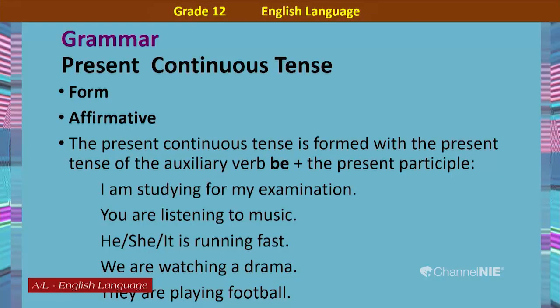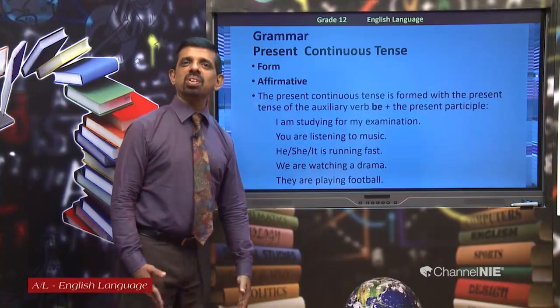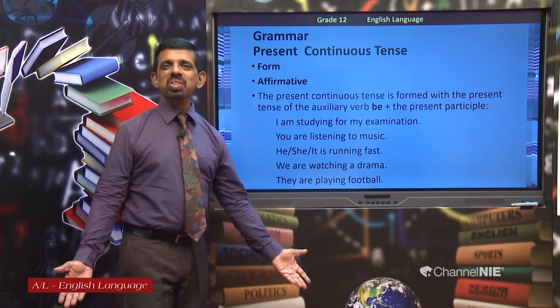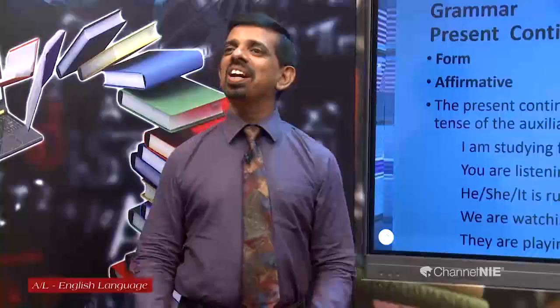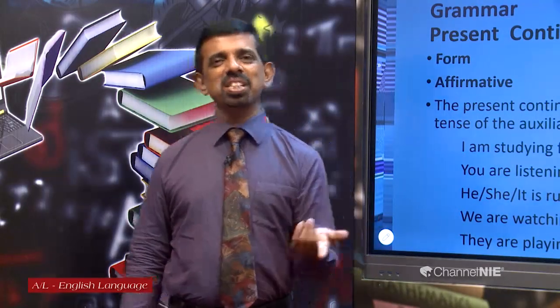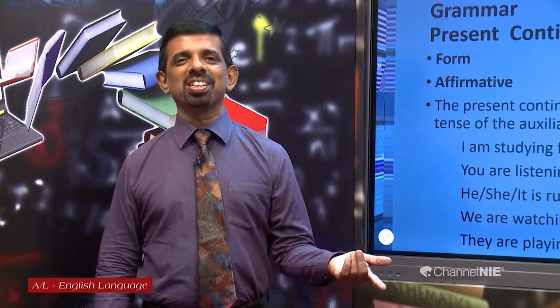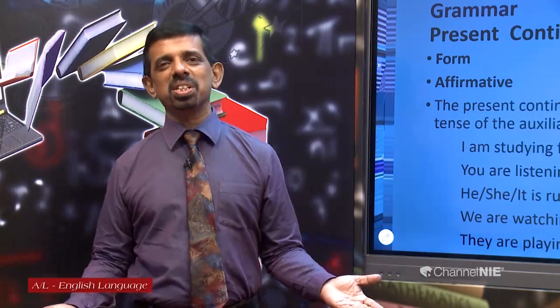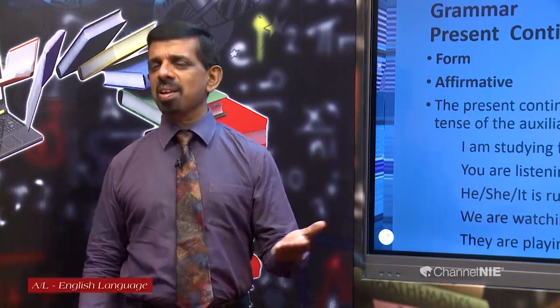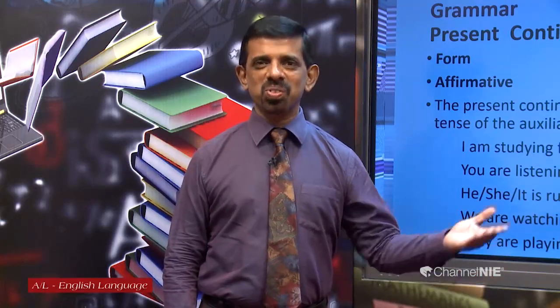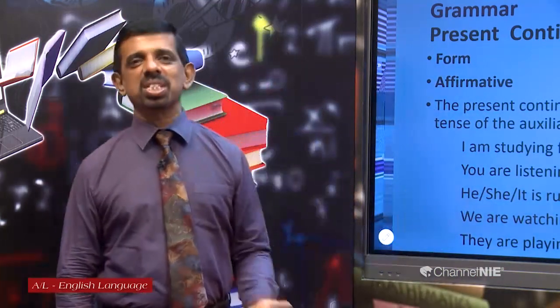All right, present continuous tense. So we are going to look at what is the form and what is the affirmative and then the question form. The present continuous tense is formed with the present tense of the auxiliary verb be plus the present participle. So present continuous is something that we use very often. What am I doing here now? I am teaching you. And what are you doing over there? You are following the lesson. You are seated with your book and you are going through your book and you are listening to me. You are taking down the notes.